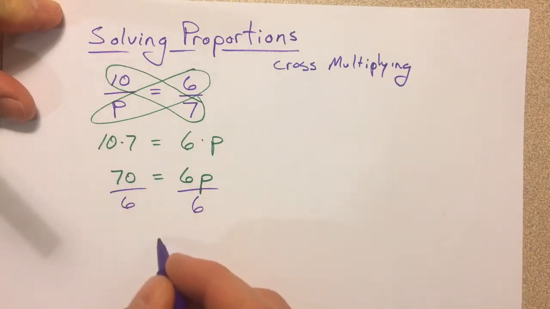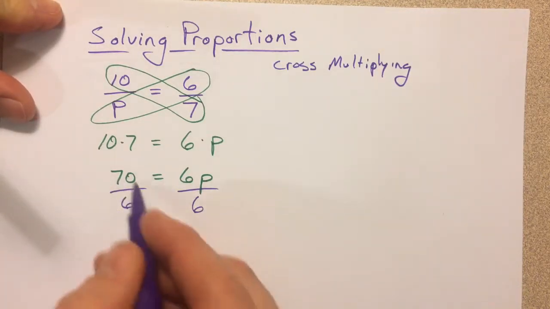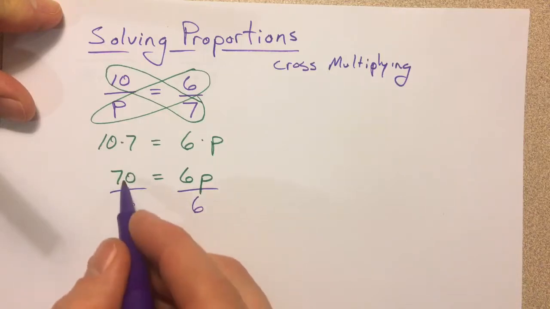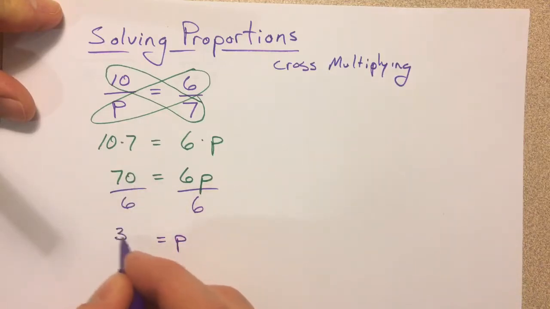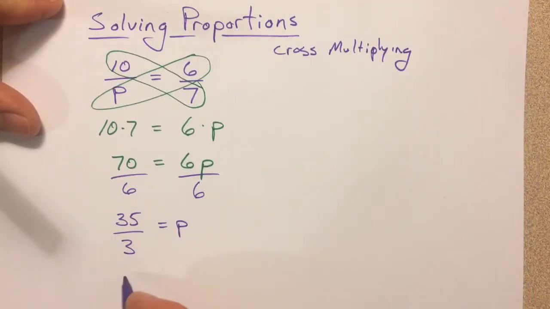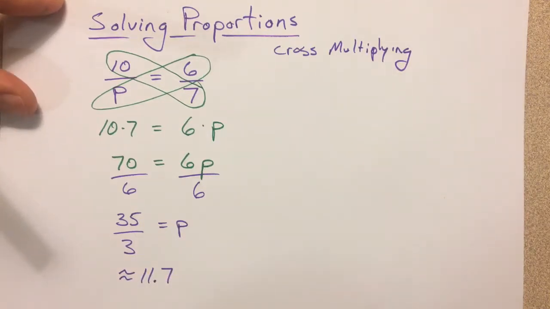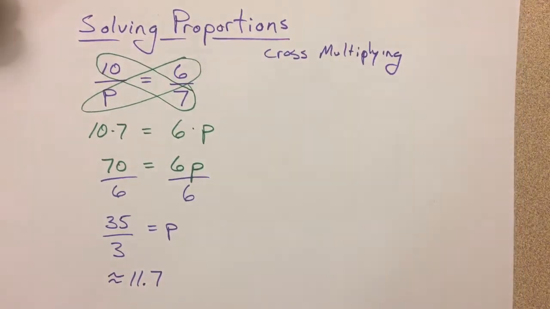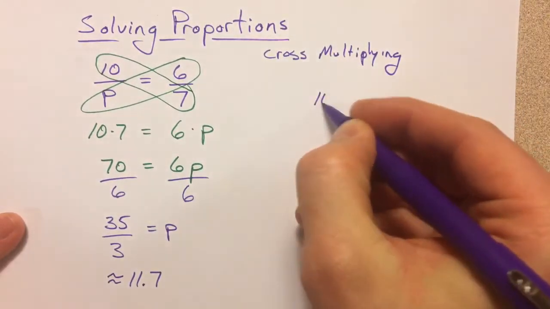Now, this doesn't work out perfectly, and so I can just reduce this fraction and say, okay, divided by 2 on top, divide by 2 on the bottom, and I get 35 thirds, or that's about 11.66 repeated. So I want to talk very quickly about why does cross multiplying work.